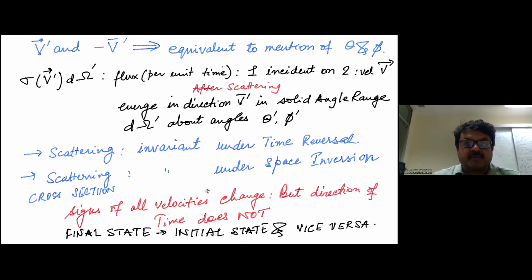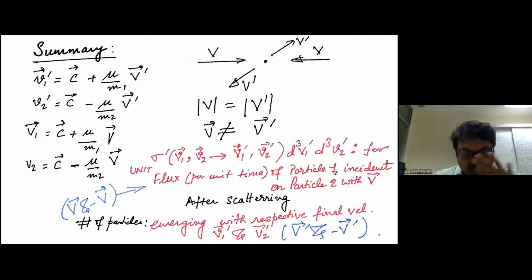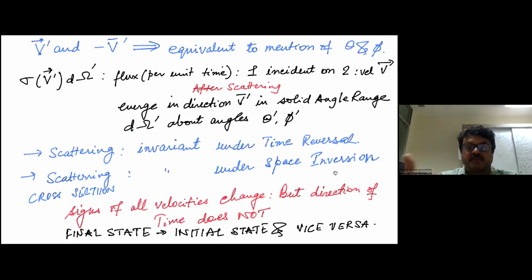So now what we're going to discuss is that the scattering cross section is going to be invariant under time reversal, which you will understand rather easily, but also it is going to be invariant under space inversion. So our focus is the inverse collision, the forward collision and the inverse collision, because the reason you will see soon.